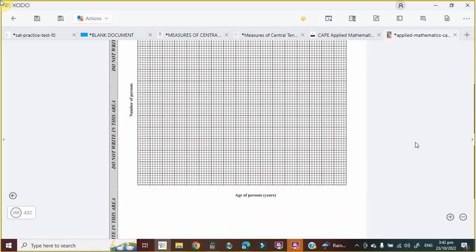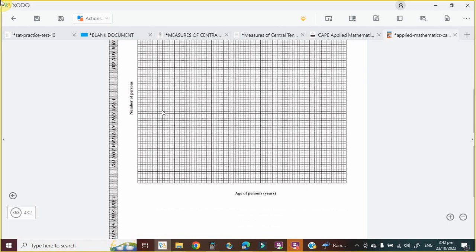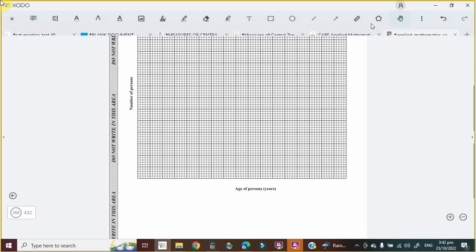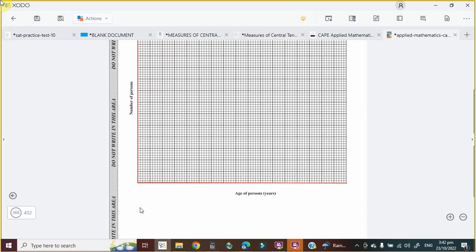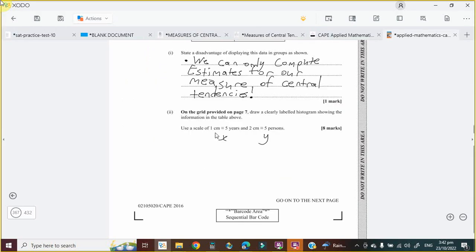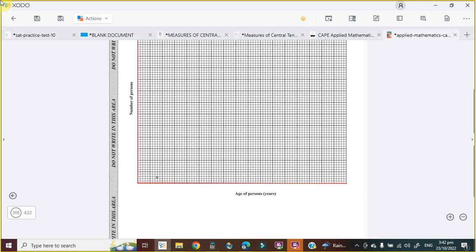So now we need to construct our histogram. First thing, notice the labels on the axes. And how much did they say to use on the x-axis? I can't even remember. Let's go back and look. 1 centimeter represents 5 years. So 2 centimeters represent 10. So 10, 20, 30, 40, 50.